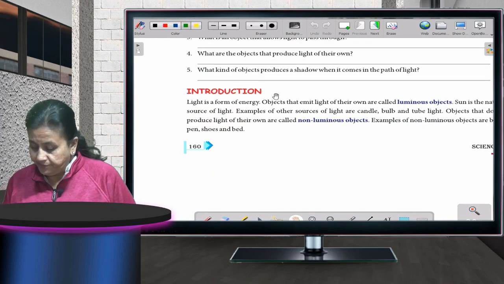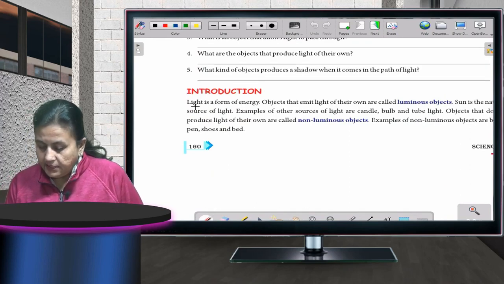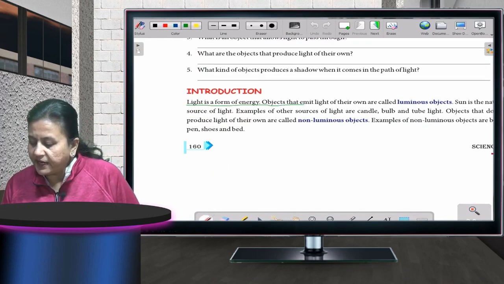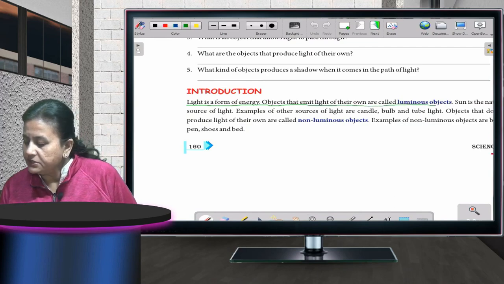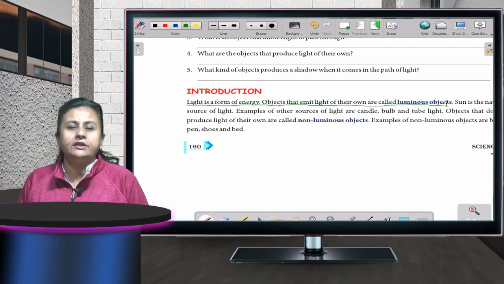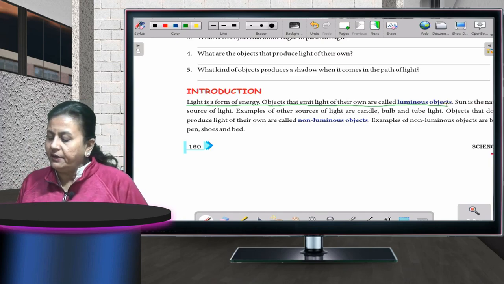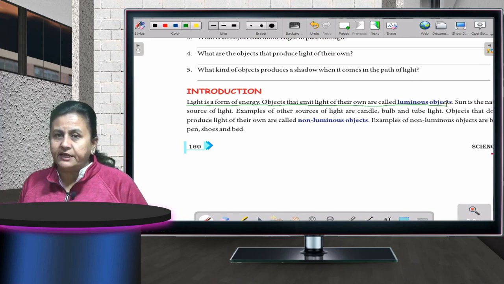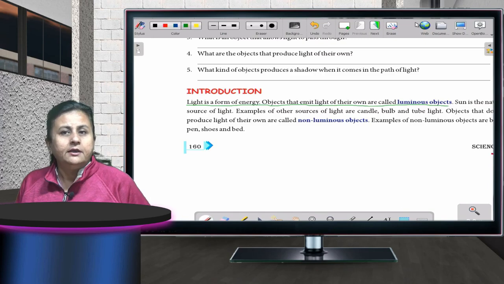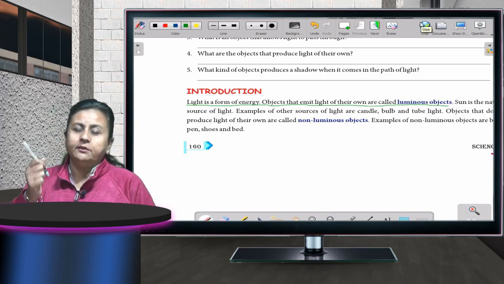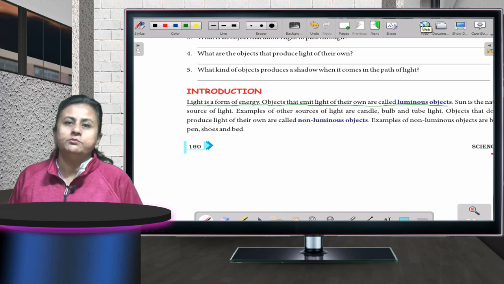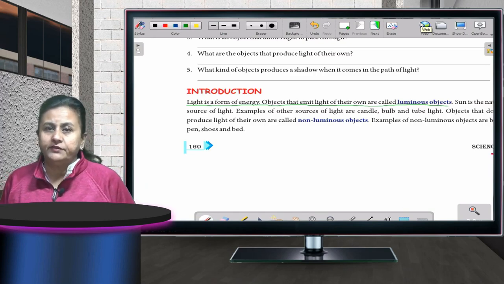See children, light is a form of energy. Objects that emit light of their own are called luminous objects. Light is a form of energy which makes anything visible. And the things which emit their own light are called luminous objects, like I told you just now about the sun. On the other hand, the things which do not emit light on their own are called non-luminous objects, like a pen in my hand, the book which you have. These are all non-luminous objects because they are not emitting light of their own.